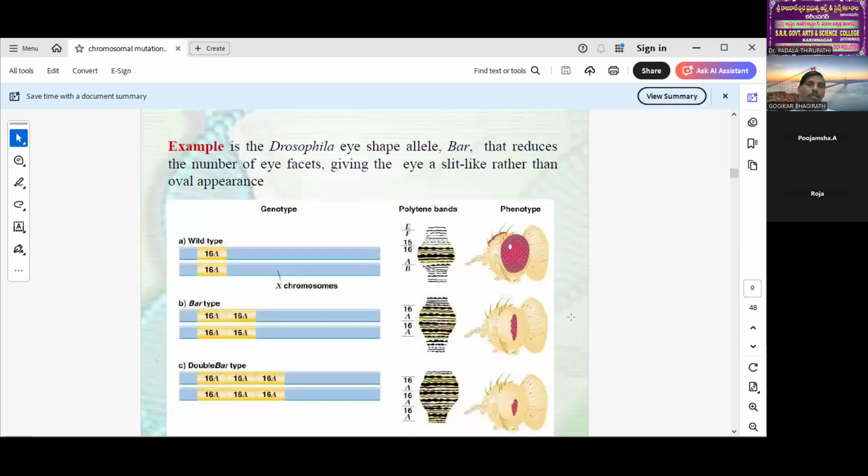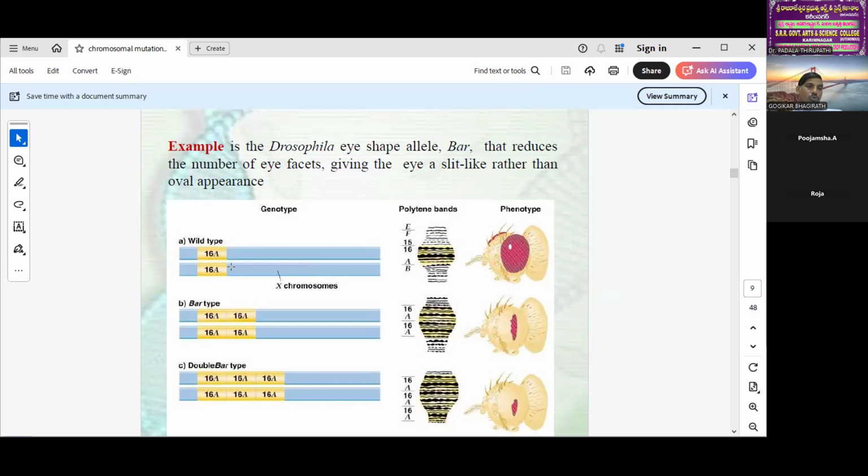A good example of duplication is the Drosophila eye-shaped allele, the Bar gene, which reduces the number of eye facets, giving the eye a slit-like rather than oval appearance. This is the normal wild type of Drosophila melanogaster. The Bar gene is represented in the 16A region, so the eye shape is oval.